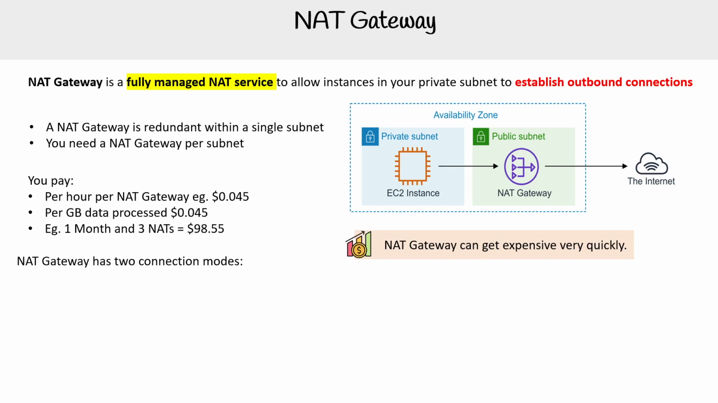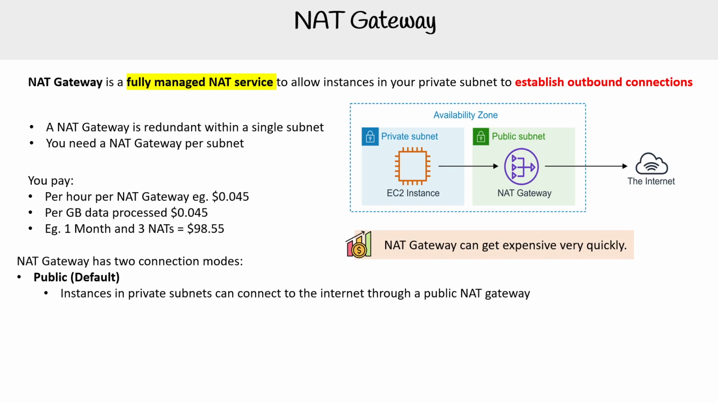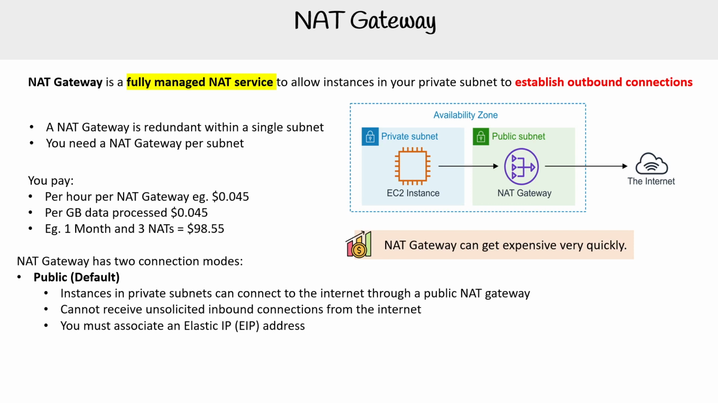NAT gateway has 2 connection modes: public, which is the default. This is where instances are in private subnets and can connect to the internet through a public NAT gateway, as demonstrated in our diagram there. They cannot receive unsolicited inbound connections from the internet, which is what we want. You must associate an elastic IP address, so that is an additional cost because that EIP has an IPv4 cost. So small, but it is a cost that you have to consider as well.